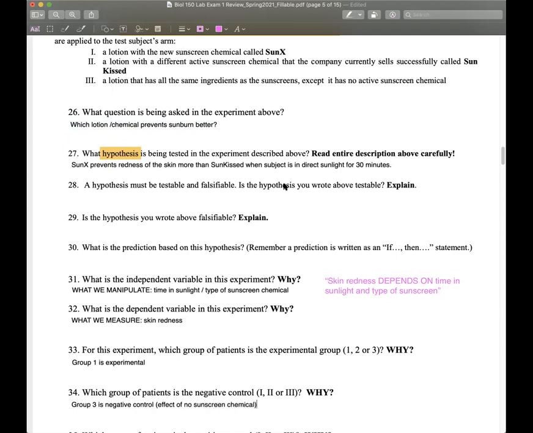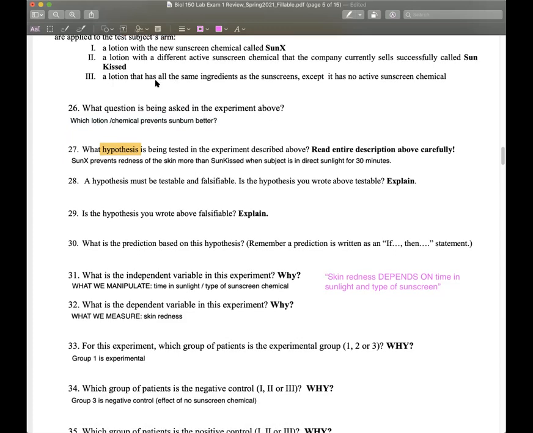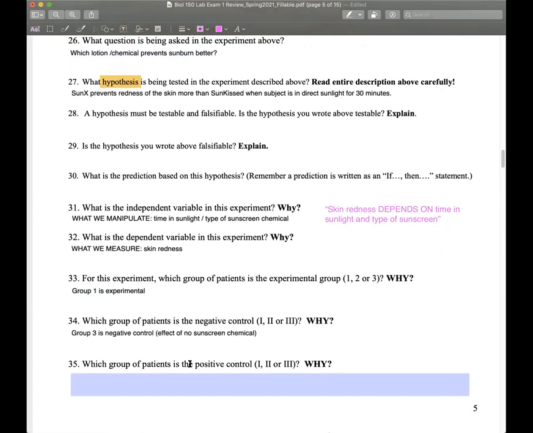Right, so our negative control would be the lotion that has no active ingredient in it, because that would show us what it looks like without any sunscreen protection. And then group 2 is a positive control because it's already known, it's already established that it works. So this would show us the effect of a known sunscreen chemical. And then group 1, the Sun X, is our experimental group because we actually don't know what the results are going to be.